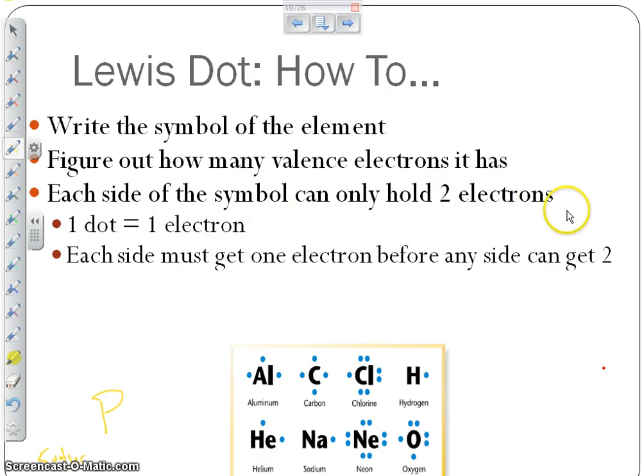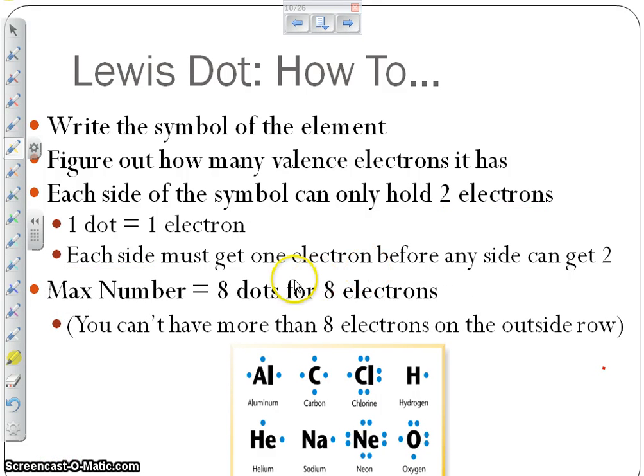And each side can only hold 2 maximum electrons. So you can only have 2 dots per side, but each side must get 1 before any side can get 2. So what I do is I start off at noon. I go noon, 3, 6, 9, and back to noon. Okay, so that ends up with my 5 valence electrons. Setting them up at your north, south, east, west, or the 12, 3, 6, 9 works either way, but that is what I would use to format these Lewis dot diagrams. And so again, the maximum number you can have is 8, because you can't have more than 8 valence electrons on the outer shell. Okay.